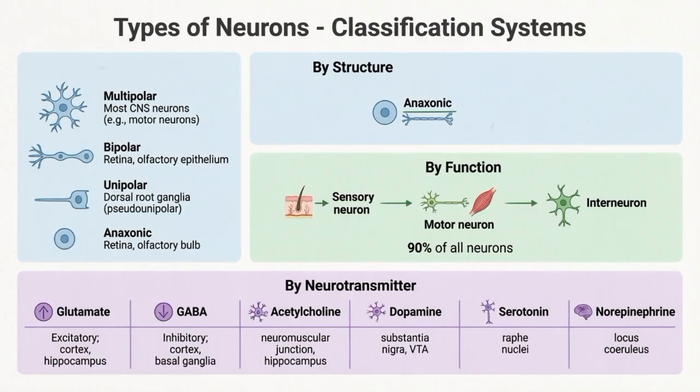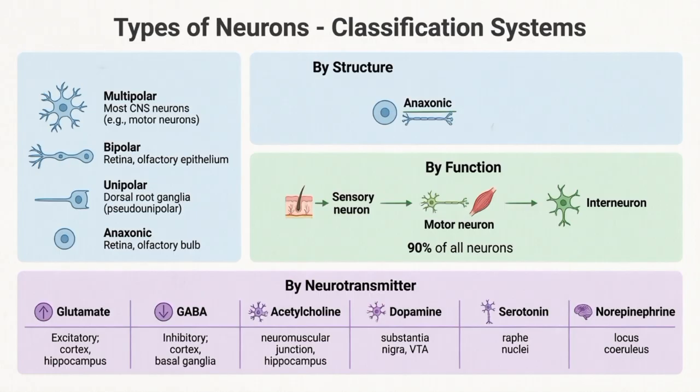4. Anaxonic neurons. Multiple dendrite-like processes, but no identifiable axon. Classification by function. 1. Sensory afferent neurons. Carry information from receptors to the central nervous system. 2. Motor efferent neurons. Carry commands from the central nervous system to muscles and glands. 3. Interneurons. Located entirely within the central nervous system. They make up approximately 90% of all neurons.